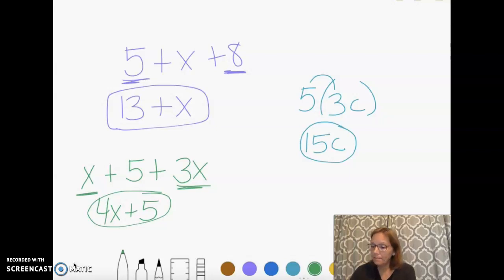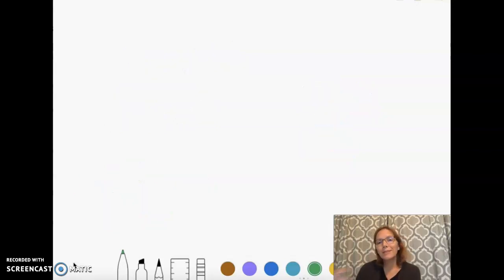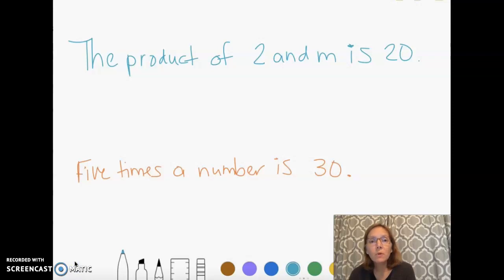All right? And the last thing is turning sentences into equations. Remember, the difference between an expression and an equation is equations have equal signs. So if it says the word is in your sentence, that means equal. Okay, product means multiply. The product of 2 and m is 20. The product means multiply 2 and m, is means equals 20. And I'm out of time.